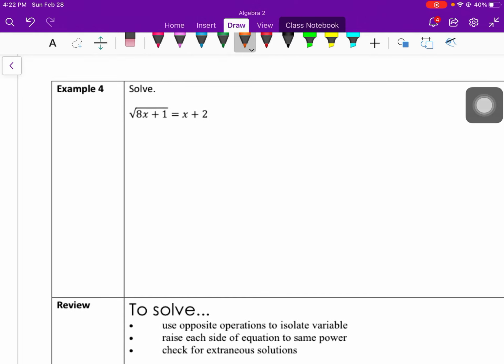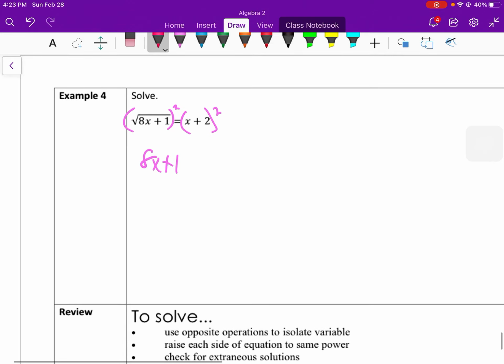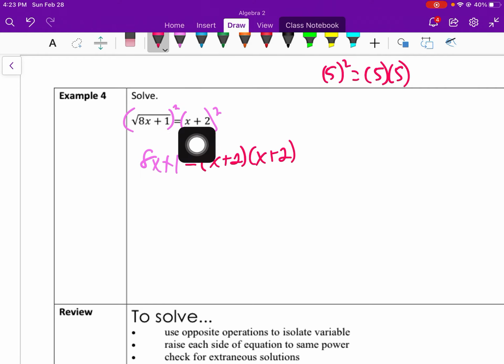Finally, one more here. So we have the root on one side, so we do that opposite or inverse operation. If it's a square root, we square both sides. 8x plus 1. Reminder, we are not distributing here because that is not a property. We must expand x plus 2 squared to x plus 2 times x plus 2. That's what squaring is. If we have 5 squared, that is the same as 5 times 5.